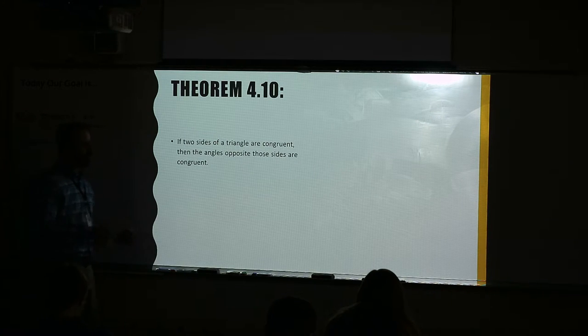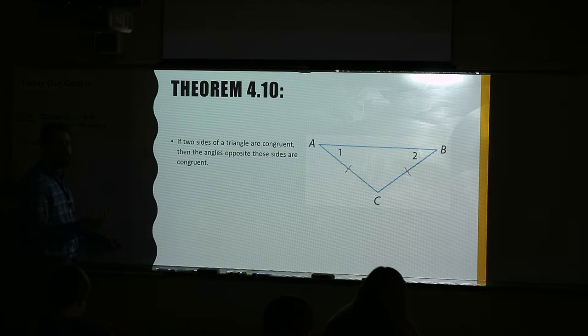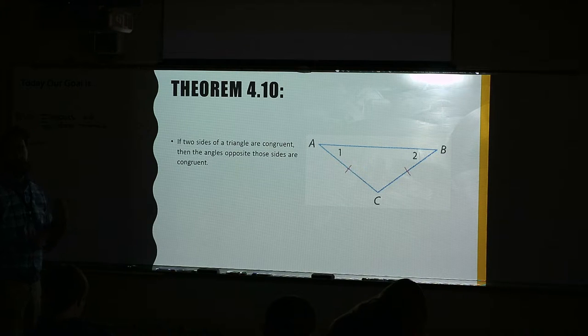Alright, so here's the picture that the book uses. I have an isosceles triangle, they have it being upside down, it doesn't matter. The goal in this proof, this theorem, is to prove that angle 1 and 2 are the exact same angle. That there is no other way that we could get them other than being the same.